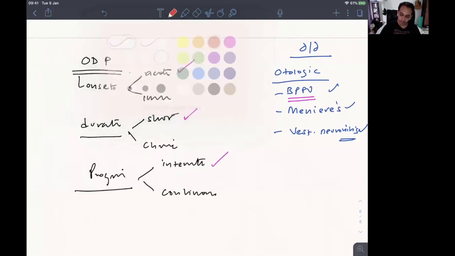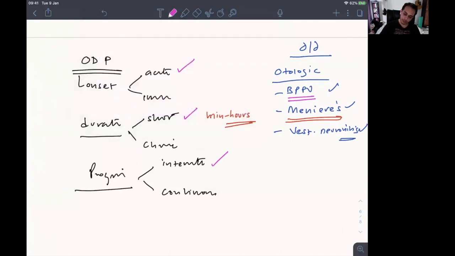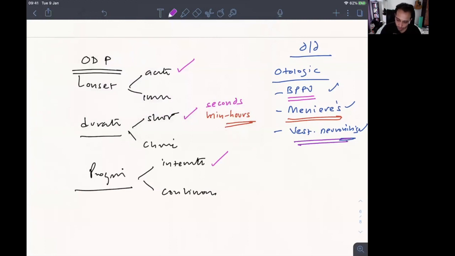Whereas in Meniere's disease, the duration will be in minutes to hours. Whereas in BPPV, the duration will be in seconds. And finally, in vestibular neuronitis, it will be a continuous problem. Whereas in both BPPV and Meniere's, the problem will be intermittent, so it will be episodic. So this is the reason why you need to ask these three questions, because that is how you can have an idea as to what the etiology can be.